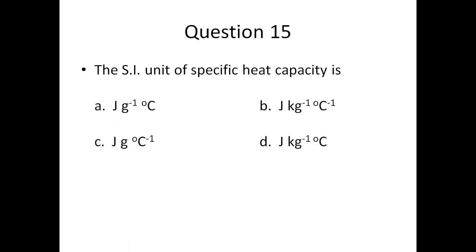Question 15. The SI unit of specific heat capacity is A. joules per gram degree Celsius, B. joules per kilogram per degree Celsius, C. joules grams per degree Celsius, and D. joules per kilogram Celsius.